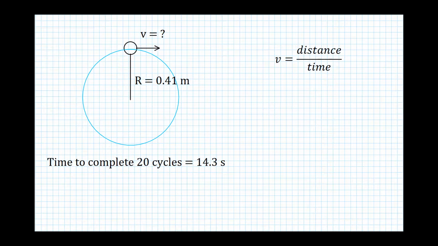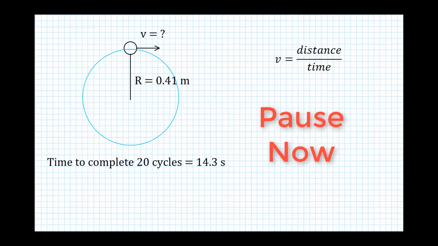So if we know the speed is distance over time, we're going to call it velocity here. There's a slight difference between speed and velocity, but for our cases, we don't need to worry about that. And we know the radius, in my case here, it was 41 centimeters. That's what I measured when I did this test. And I swung those towels around 20 times, at 14.3 seconds for those 20 cycles. That's what we timed it at. So from that information, can you pause the video and see if you can find the speed?